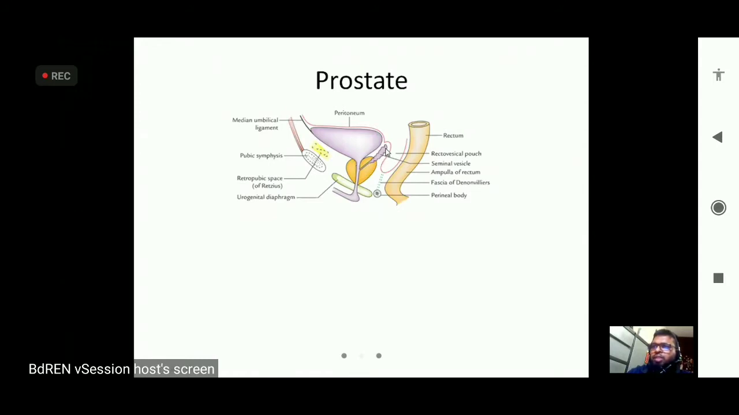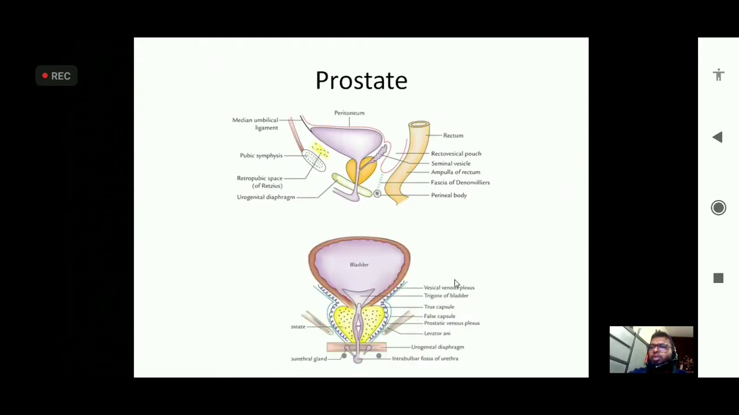Now you can see the seminal vesicle here. This seminal vesicle passes into the substance of the prostate, not directly but through some ducts. What the ducts are, I'll tell you a bit later. For now, let us say that the seminal vesicle also gets access into the prostate by some mechanism.